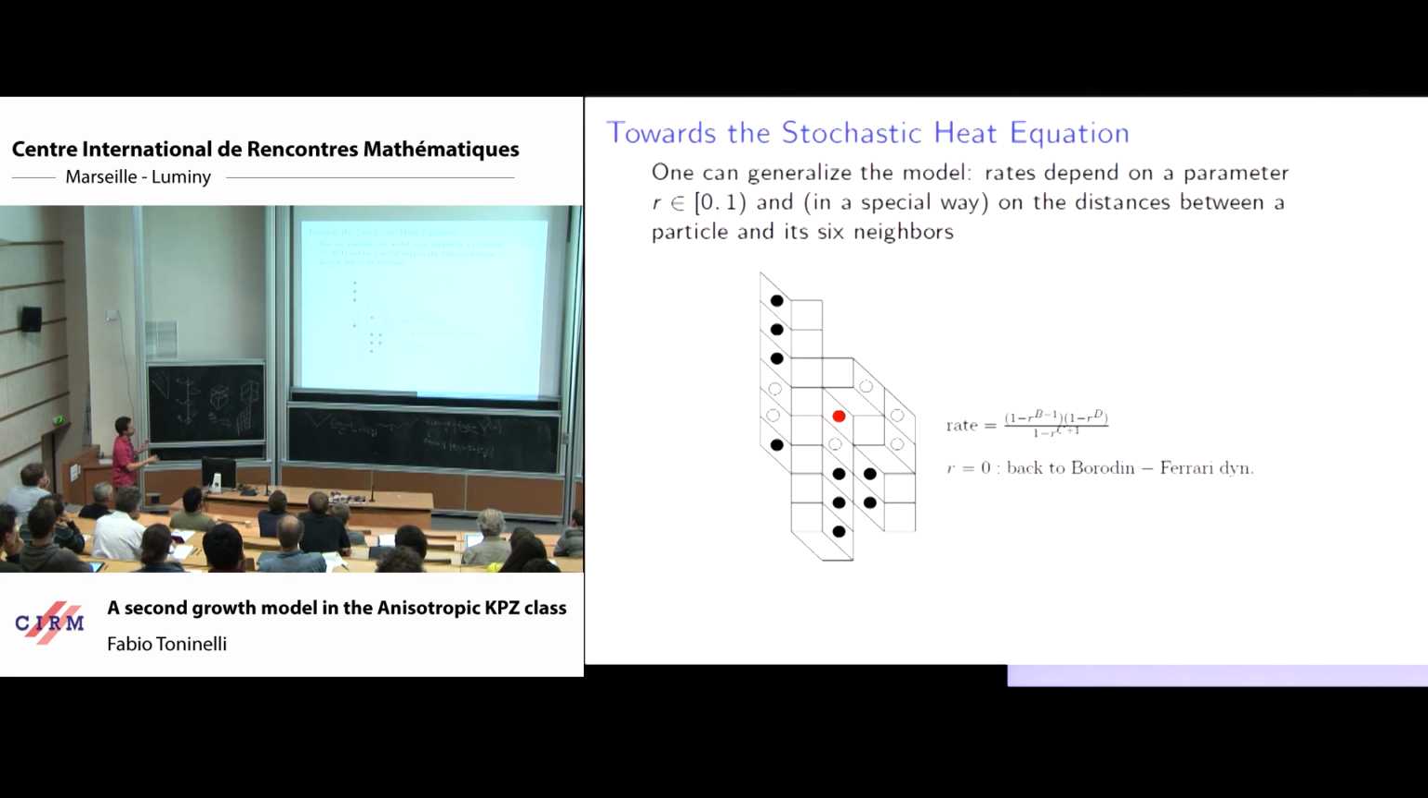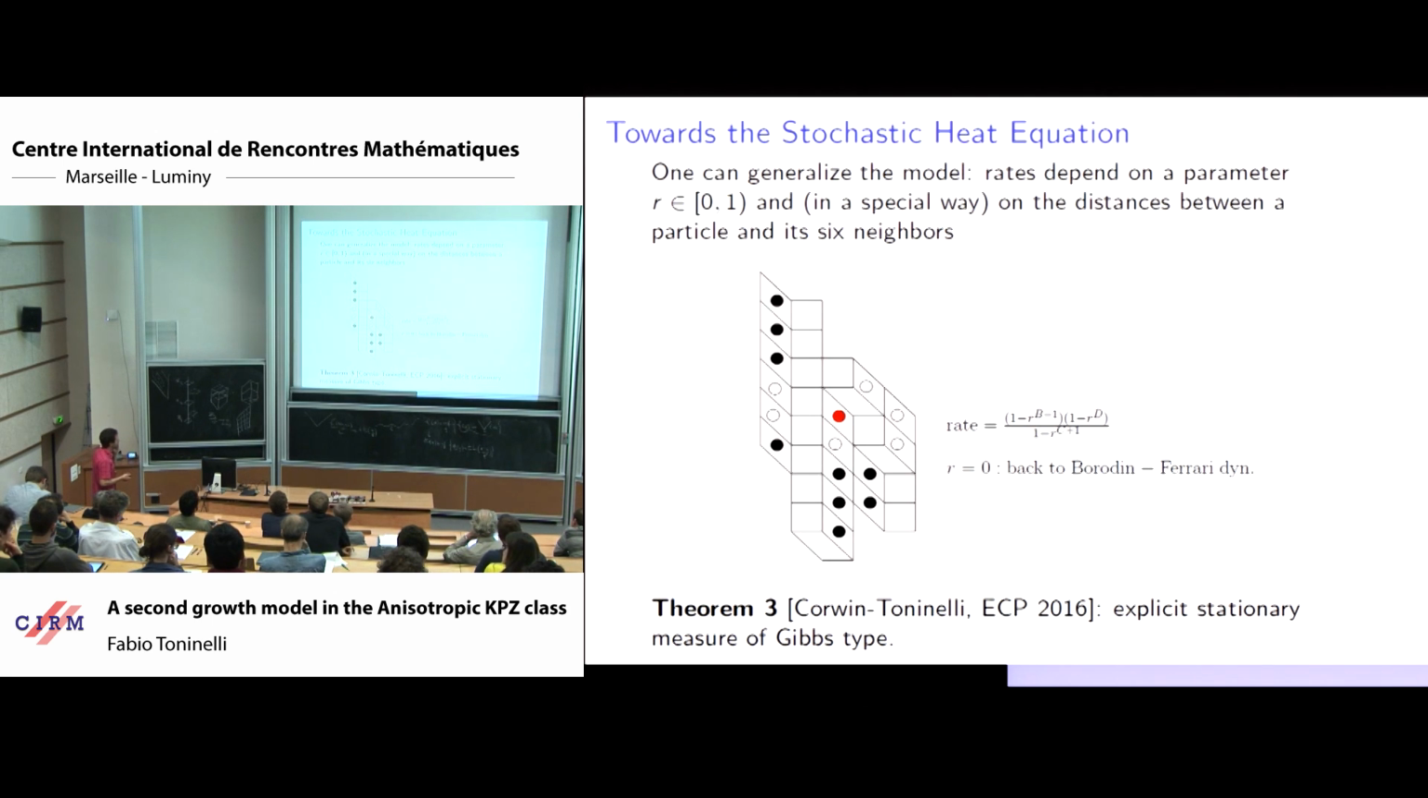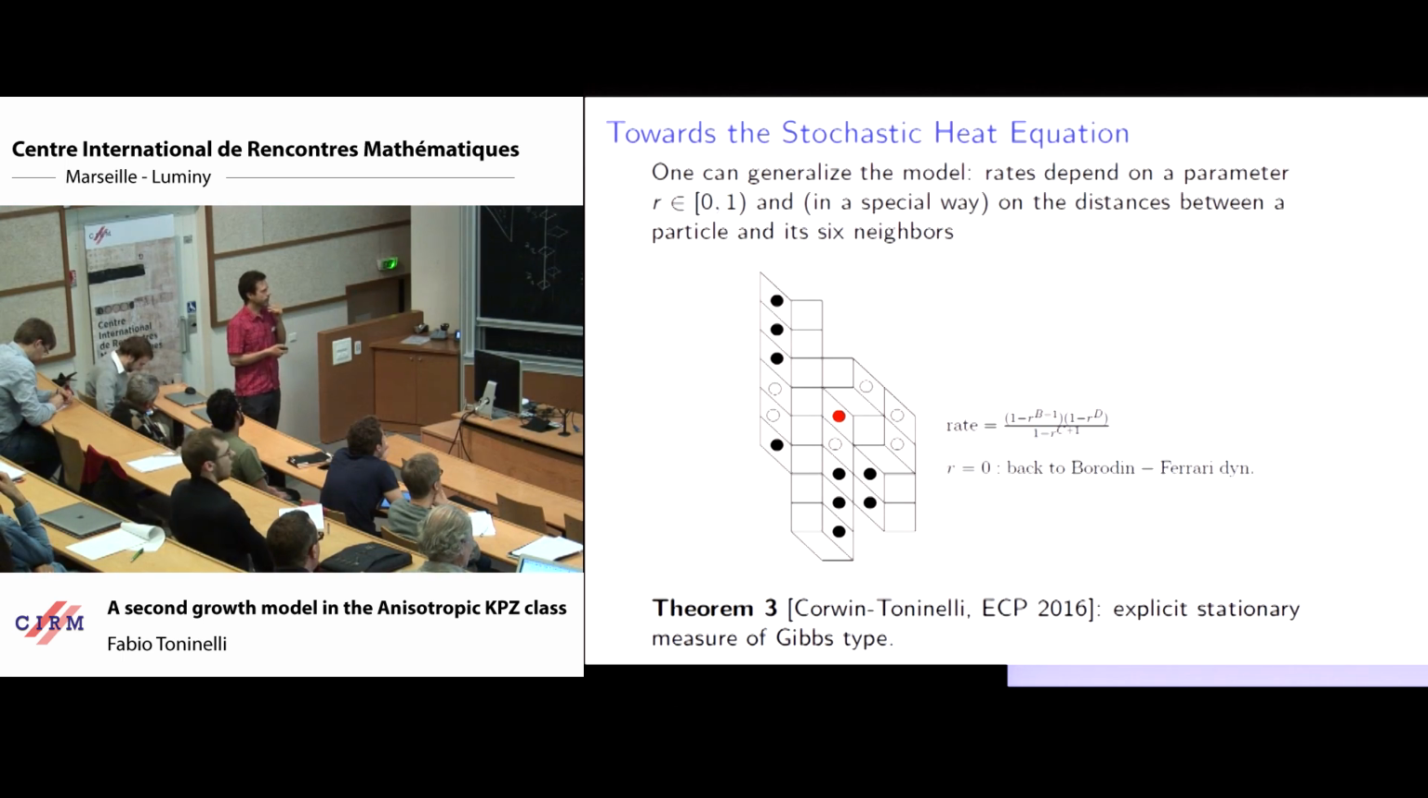Anyway, there is a choice of rates, which depends on a parameter R in (0,1), and you let particles jump with rate given by this, and if they have to push people, they do, and so on. It's a specific choice of rates. You can check that if you let this parameter go to 0, you are back to the usual Borodin-Ferrari dynamics. Something we noticed with Ivan is that for this particle dynamics, it's still a driven dynamics, but you can write down explicitly the invariant measures, which turn out to be of Gibbs type.